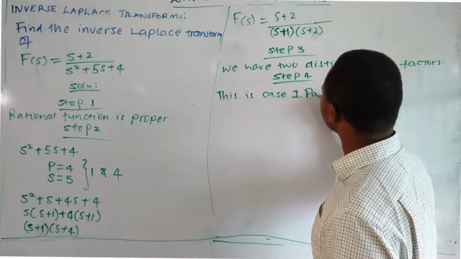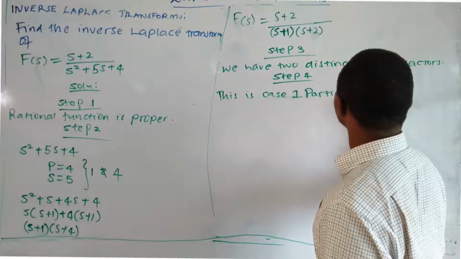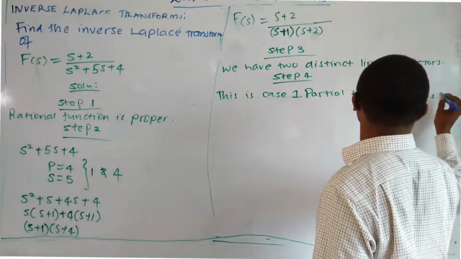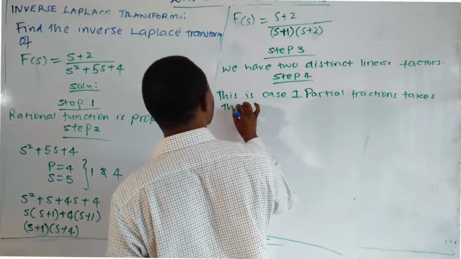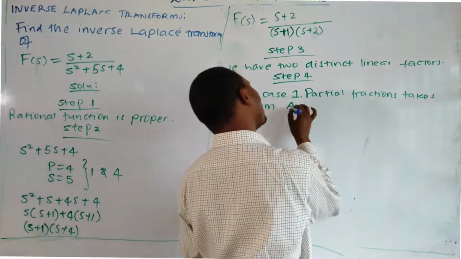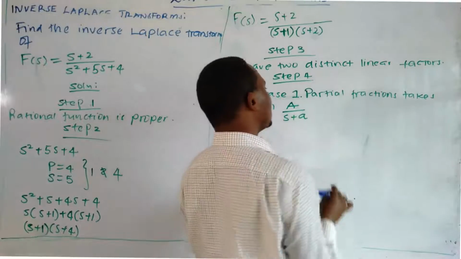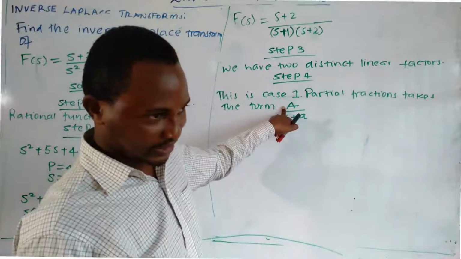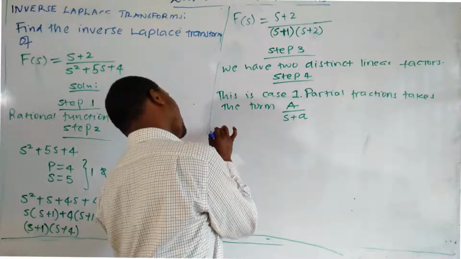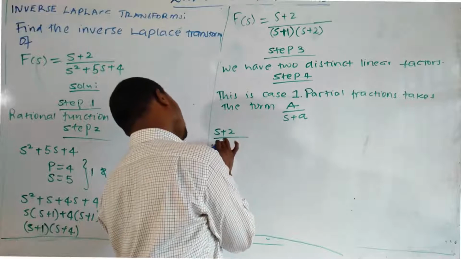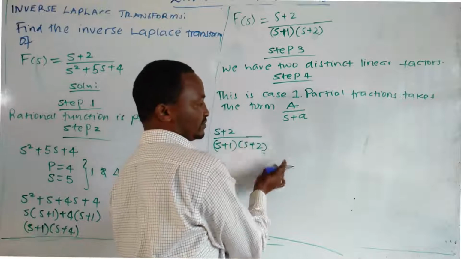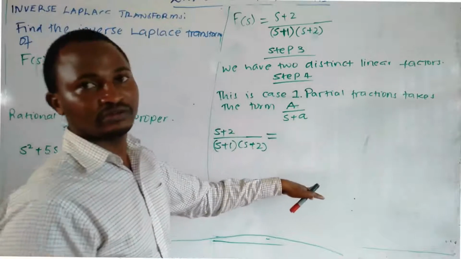Partial fractions take the form, we said in this case, under case 1, of the form a over s plus a, where A is a constant and a small is a constant. So you have s plus 2 over s plus 1, s plus 2. That's what we have. Now let us write it in partial fractions.